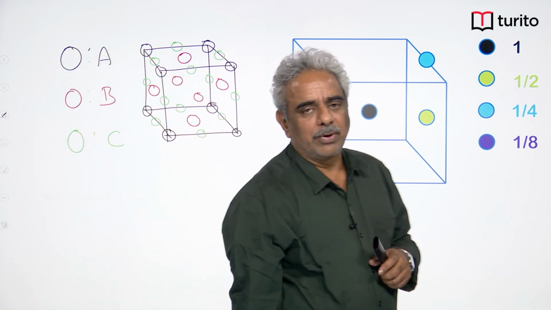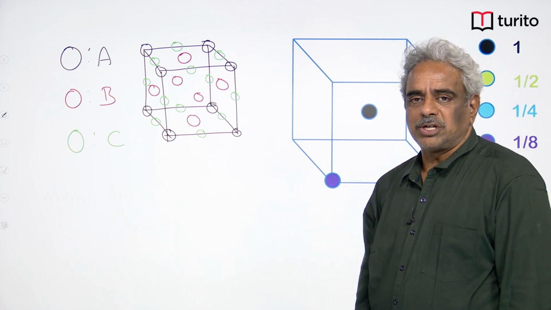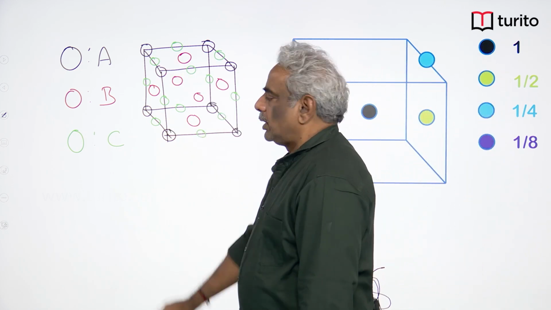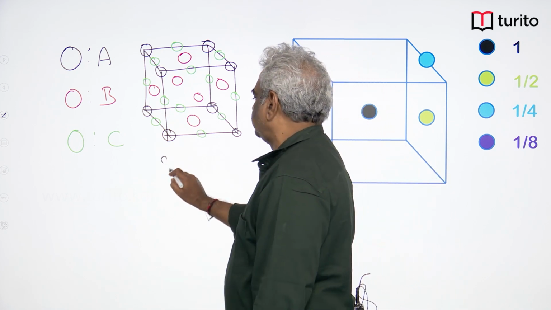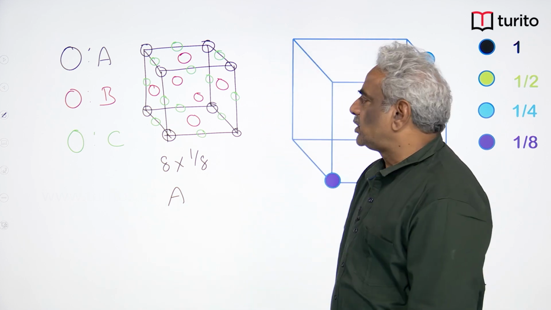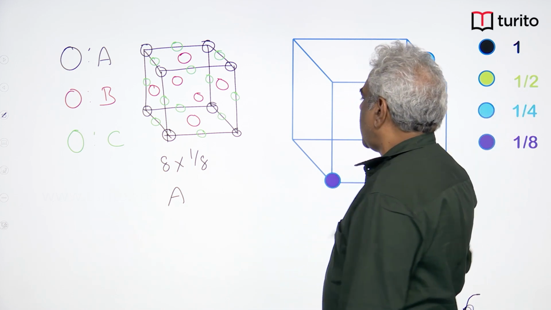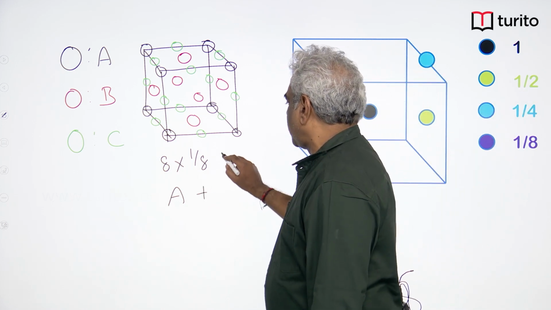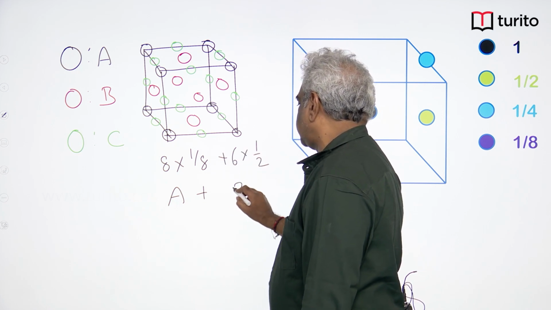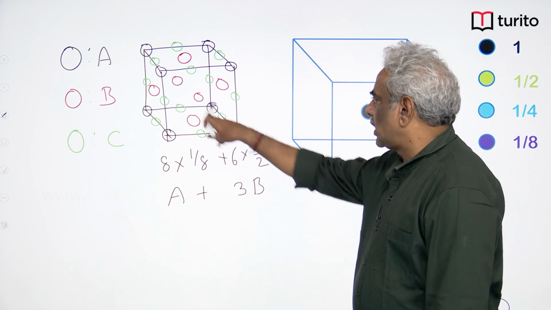Now my question is, what will be the formula of this unit cell? Now let us see where are the black spheres. The black spheres are present in the corners, 8 corners. So 8 into 1/8 are A. Where are the red spheres? On the faces. Face means what is the contribution? Half. So 6 faces, 6 into half, 3 B's. 6 halves are 3. So B's are 3.